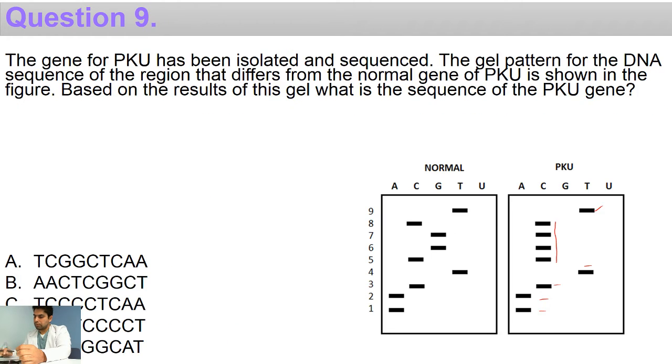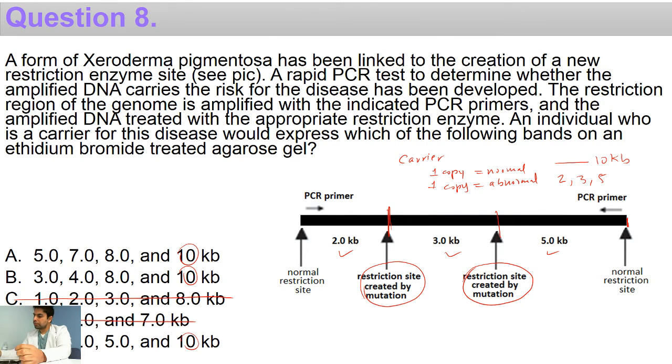Oh, I'm going the wrong way. So at the end you should have 2, 3, 5, and 10 fragments of DNA in this carrier person. And the only one that is E. Make sense? It simply tells you that if you take a sequence of DNA fragment and there are restriction sites created by mutation, that means you'll be able to cut them with restriction enzyme. So their DNA will look different than a healthy person, or homozygous dominant, or homozygous recessive.